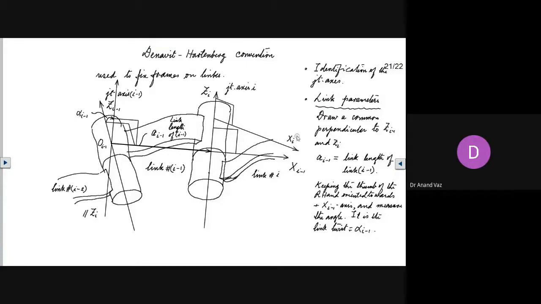Okay. It's connected further over here, and the length that you measure along this from Zi towards Zi plus 1 becomes the link length i. So you have the link lengths identified. Now we are interested in understanding the joint variables, what we call the joint variables. So we have two joint variables.